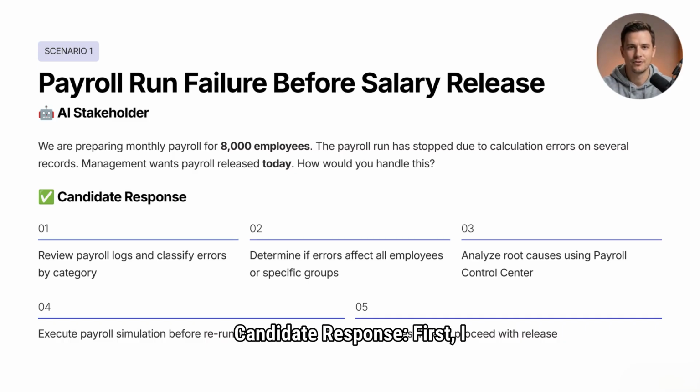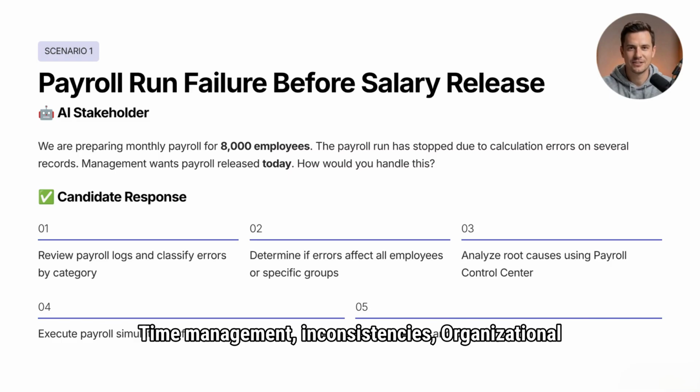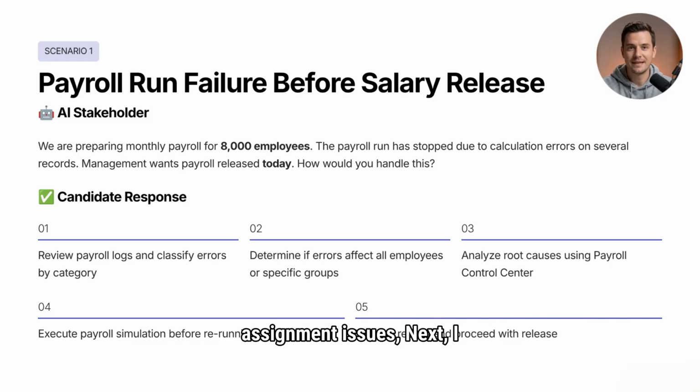Candidate response: First, I would identify the payroll logs and error messages generated during the payroll run. I would classify errors by category: missing master data, invalid wage types, time management inconsistencies, organizational assignment issues. Next, I would determine whether the errors affect all employees or only specific employee groups. Using Payroll Control Center and payroll logs, I would analyze root causes and prioritize critical corrections. After corrections are completed, I would execute a payroll simulation before rerunning payroll. Finally, I would validate results and proceed with payroll release.